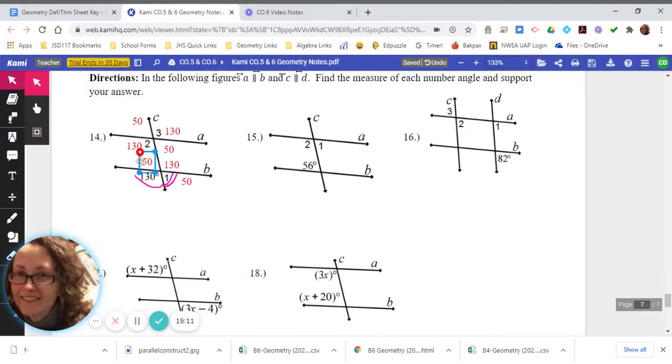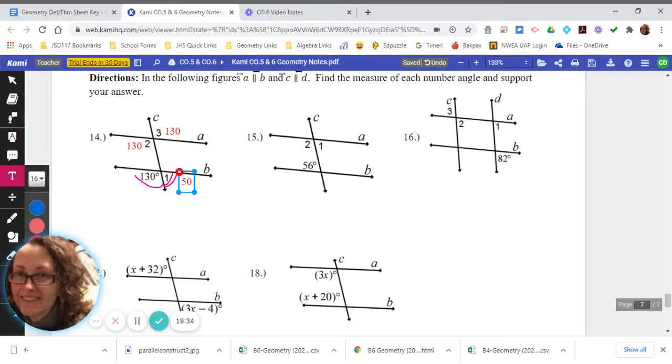So let's actually get rid of some of these that I don't need. They didn't ask me about this angle, so I'm going to go ahead and get rid of that. They never asked me for this bottom 130. Oh, I can't get rid of that until I get rid of that one. I'm just going to get rid of the ones that I don't need, so there's not so much clutter.